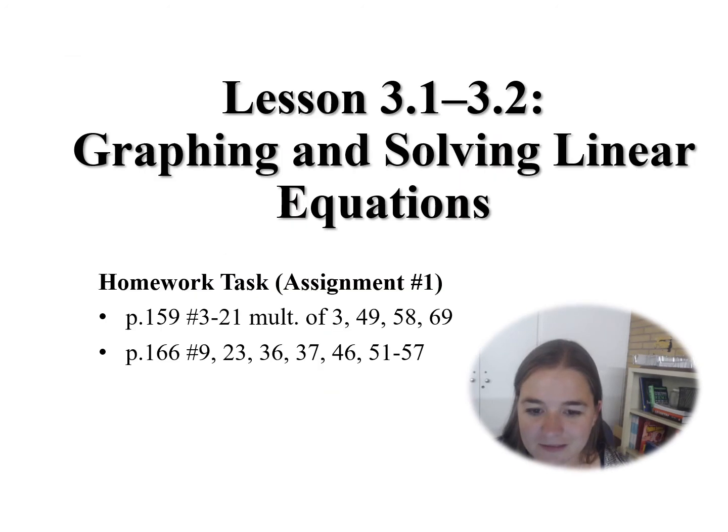So now, your homework assignment for this one here covers 2 different pages because we've squished 2 lessons in here. First, you have page 159, 3 through 21, multiples of 3, 49, 58, and 69. And then on page 166, I want you to complete 9, 23, 36, 37, 46, and then 51 through 57, all of them. Get this done in your notebook, and then when you are finished, turn in the assignment on Teams. Make sure you leave a blank page for your table of contents if you're completing this activity at home.